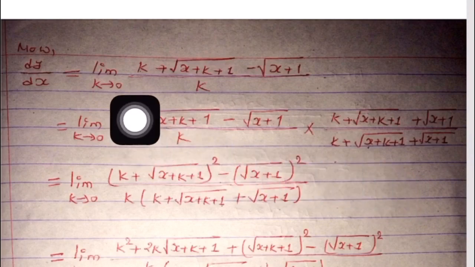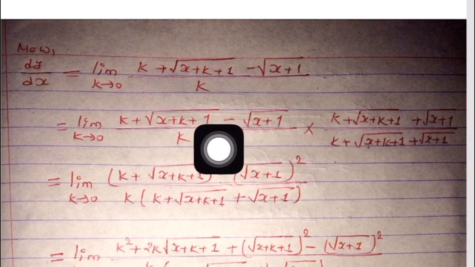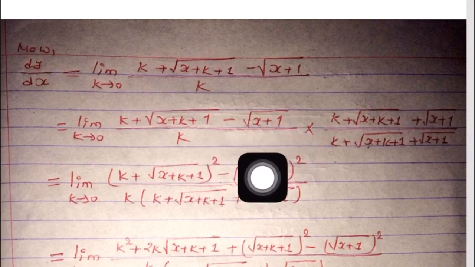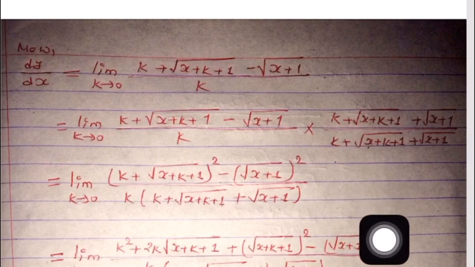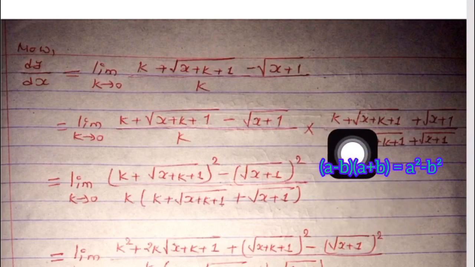Okay, and supposing k plus root under x plus k plus 1 as a and root under x plus 1 as b, we can use it in the form of a squared minus b squared is equal to a minus b times a plus b.